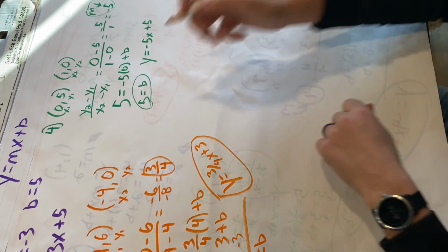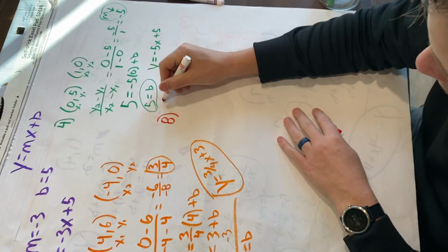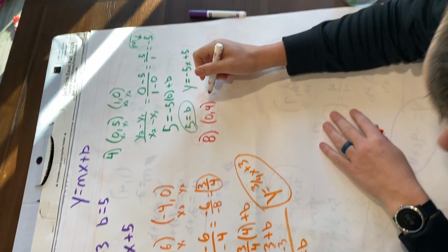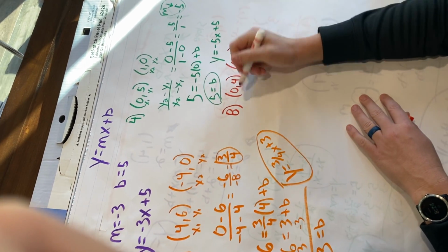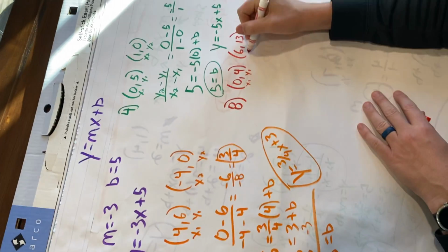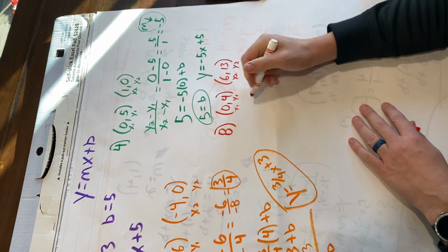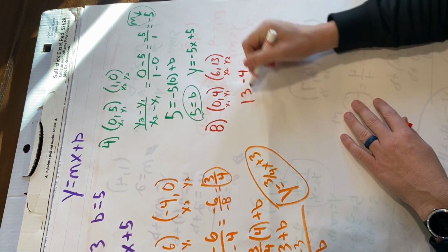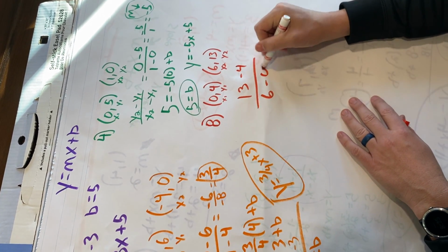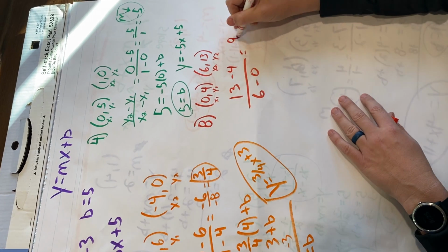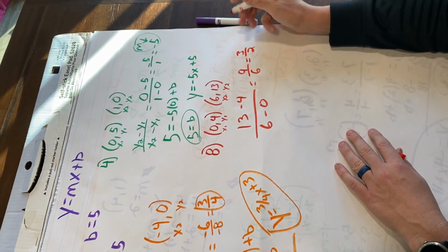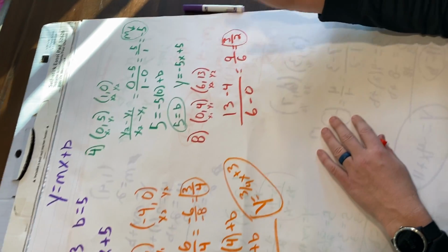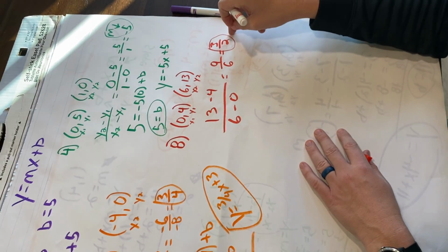8. Our points we were given were (0, 4) and (6, 13). We must find slope first. We label them x1, y1, x2, y2. 13 minus 4 over 6 minus 0. We get 9 over 6. That simplifies to 3 over 2. Remember, we leave it as an improper fraction, not a mixed number.